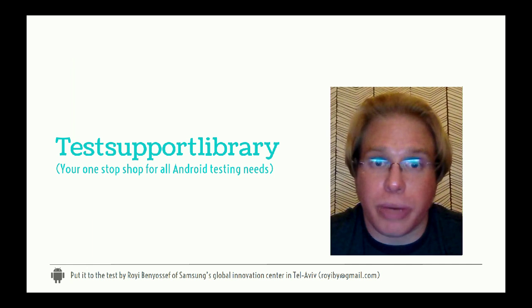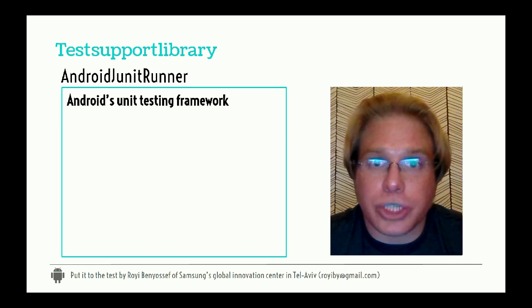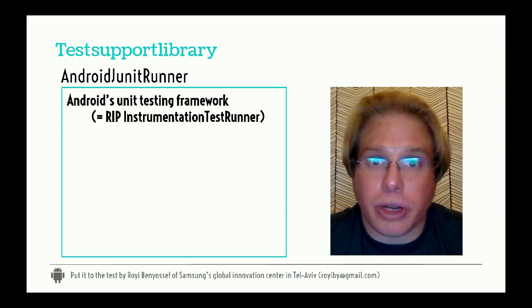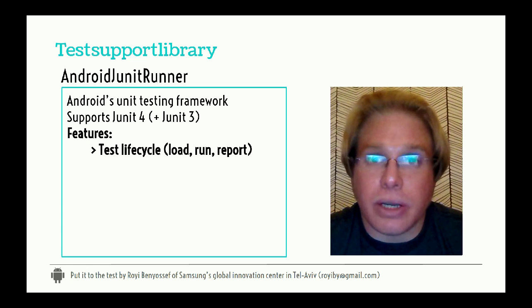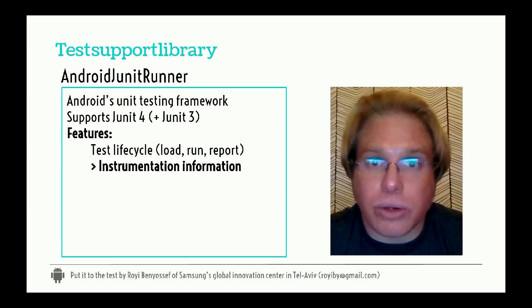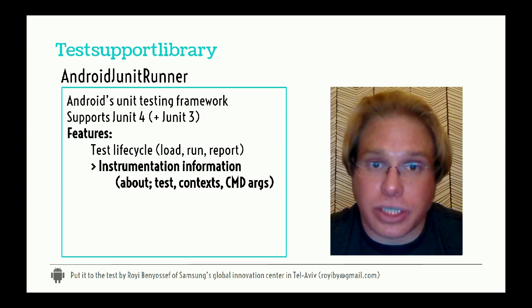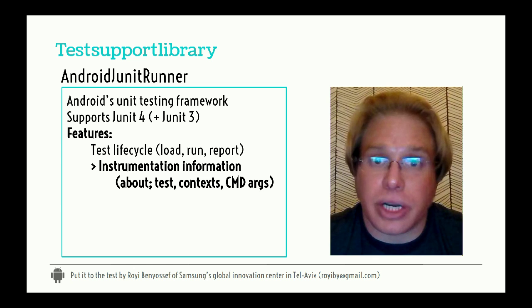need for Android QA automation, starting from the Android JUnit runner, which is a unit testing framework for Android, which means it tests code functionality. It replaces the old fragmented instrumentation test runner, supports the newer JUnit 4 along with the old JUnit 3, and is in charge of the test lifecycle, i.e., loading the test to a device, running it, and returning a full report to your IDE. It also allows you to access valuable instrumentation information like the test progress, the target and test app contexts, and the command line arguments that you can dynamically change.